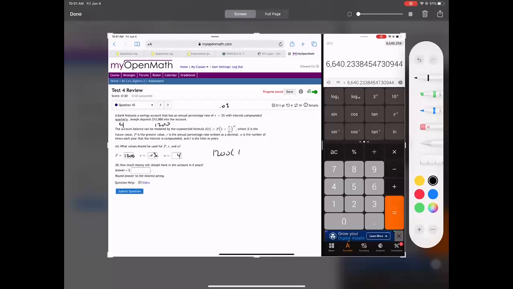1,200 times 1 plus 0.03 over 4, to the 4 times, how many years did we say? 8 years. 8 years right there. I was looking for that. That would give us, in this case, what they call S_t. I just usually call it A for account. That's all my money in my account.